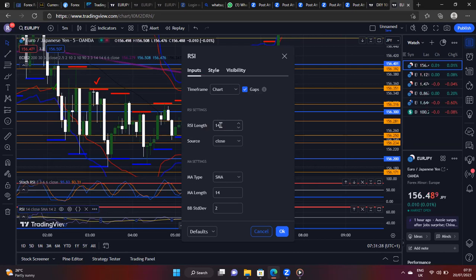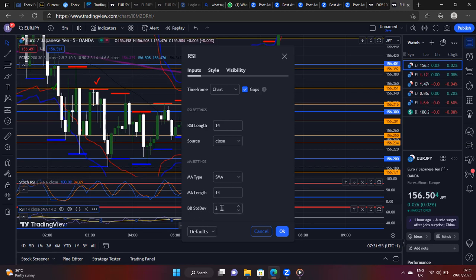All right. Both indicators are momentum indicators, and they represent momentum in the markets. But you want one to be faster and the other to be slower to align with time. So you want to make sure that RSI length is set to 14. That's majorly what you're doing here. MA length is already at 14. BB STD should be at 2.